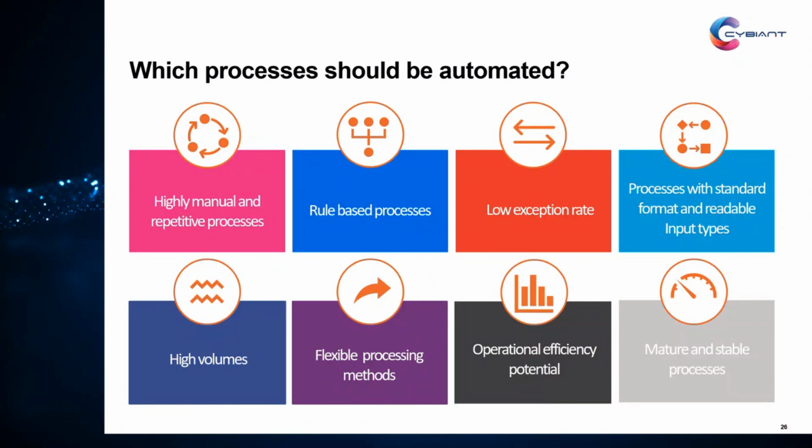If we were to get a human to do it, the human needs to look at one form, do the data entry, and then go to the next form, repeat the same process, and repeat and repeat. So basically, it's one example of what we call a highly manual and highly repetitive process.